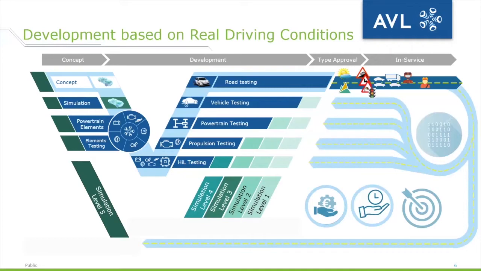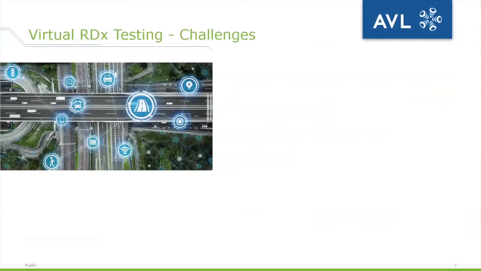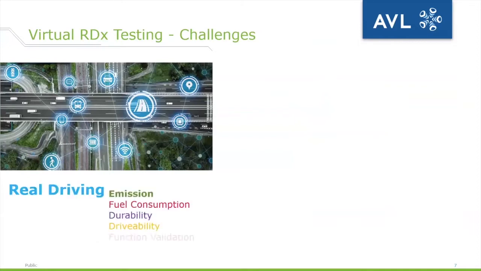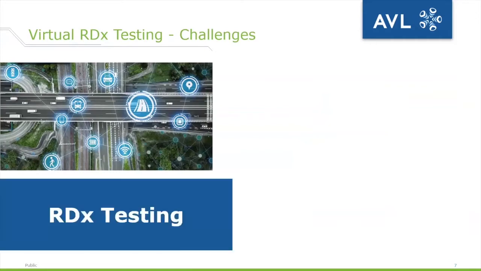That's really interesting. But what do we mean when we talk about virtual RDX testing? What is RDX? Yeah, nowadays everyone is talking about real driving emissions. So emissions today by law also need to be measured in the street. But it's not only about emission. When we talk about real driving, it's not only about emission, but also fuel consumption, durability, drivability, or certain function validation. And this is what we call basically the RDX testing. So the X stands for different development activities.